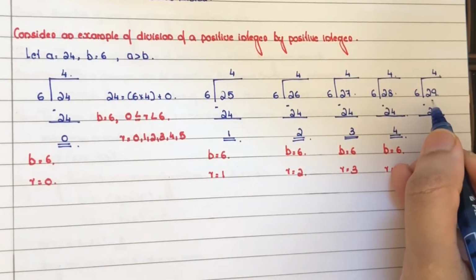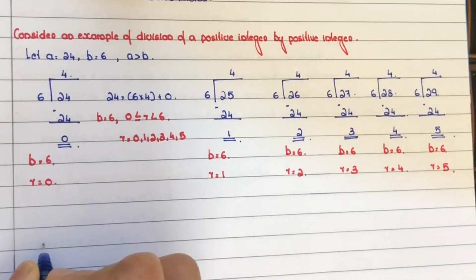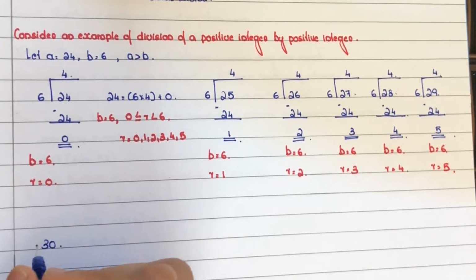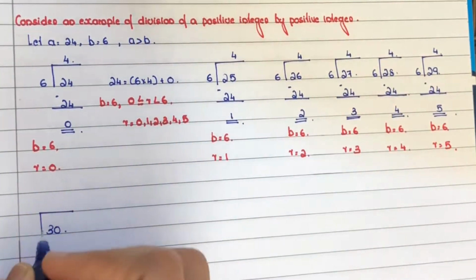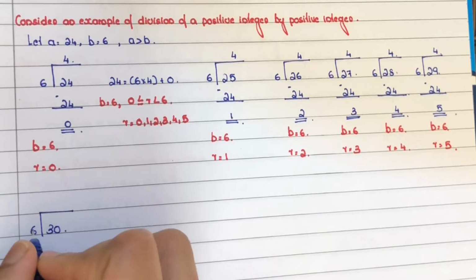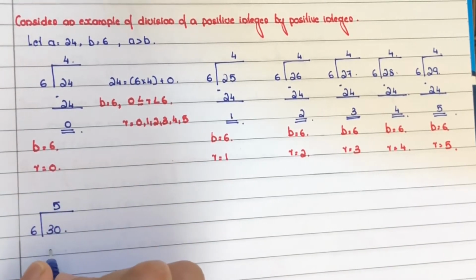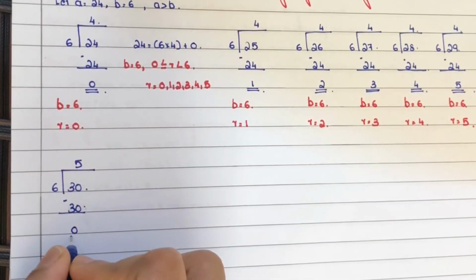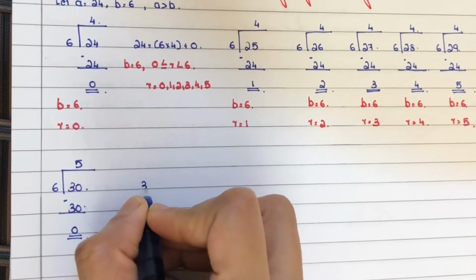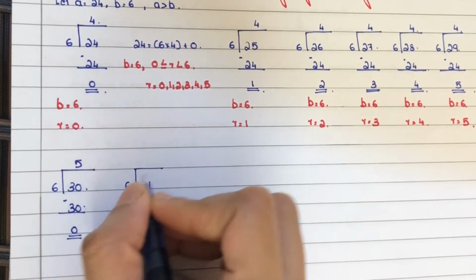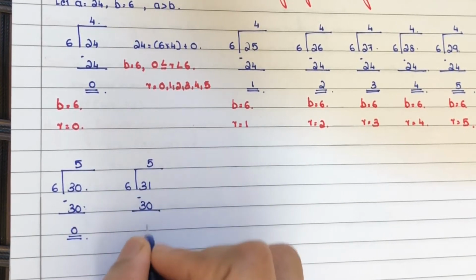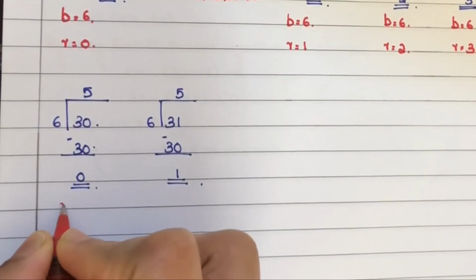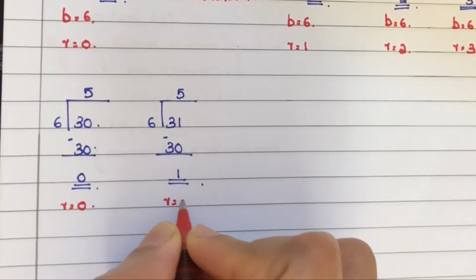Now consider next number. Here it is 29, so 30. Now 30 divided by 6. Here b is 6, isn't it now? So 5, 5 sixes are 30. 30 minus 30, 0. Okay. One more number. Next 31 divided by 6. Again 5, 5 sixes are 30. 1 minus 0, 1. Here r is equal to 0 and here r is equal to 1.